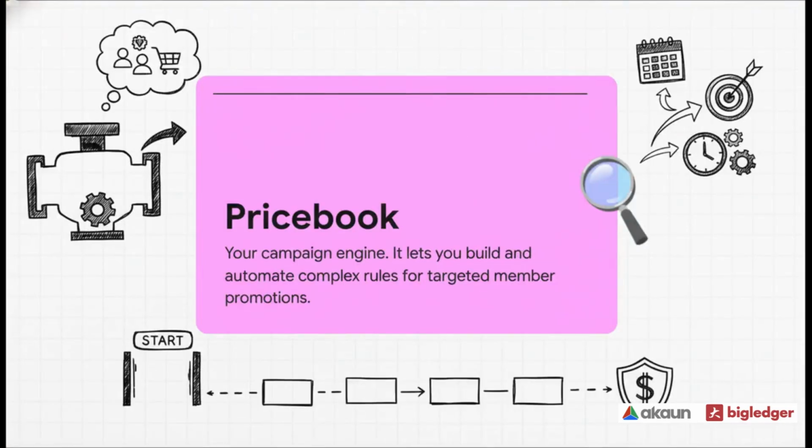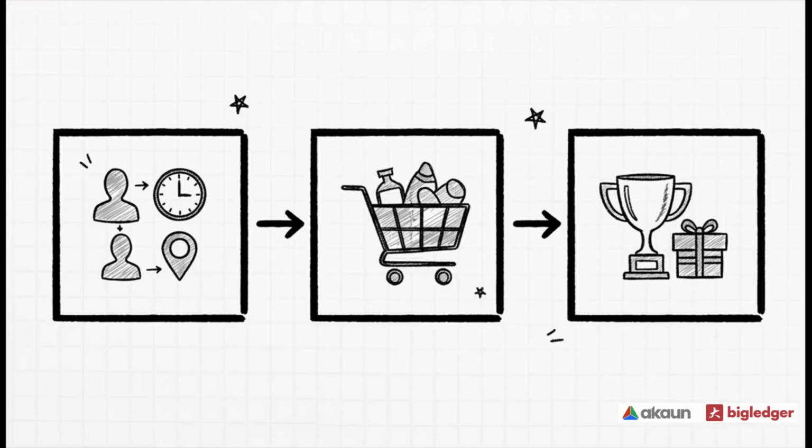So what is Pricebook really? The best way to describe it is as your personal campaign engine. Instead of printing out checklists or holding extra training sessions for every single promotion, you just build the rules once. You set it, and the system takes over, executing it perfectly every single time. It's a true set-it-and-forget-it solution. And the easiest way to wrap your head around building a campaign in Pricebook is to think of it like a simple recipe with 3 steps.